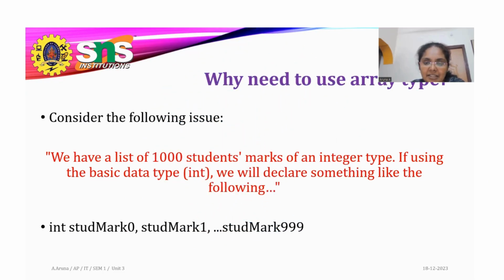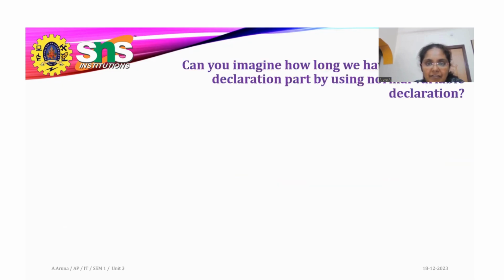We have to consider the following issue. We have a list of 1000 students' marks of integer type. If we want to use the basic data type integer, how can we declare this? It can be declared with integer as my data type and student mark 0 as my variable name. I have to declare the variables up to 999 because our array index runs from 0 to 999. This is the way we have to declare if I simply use variables.